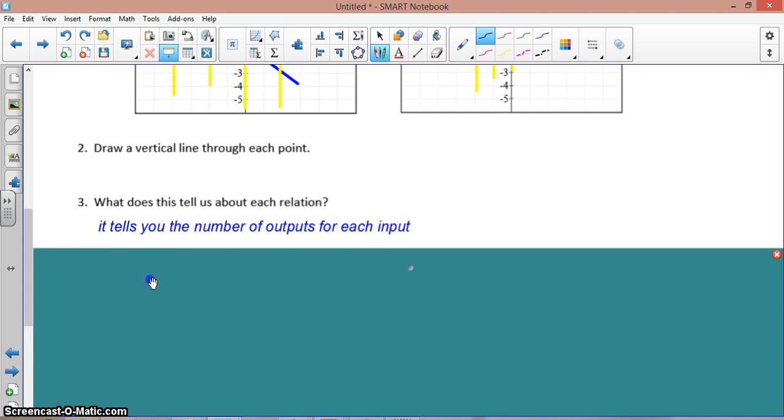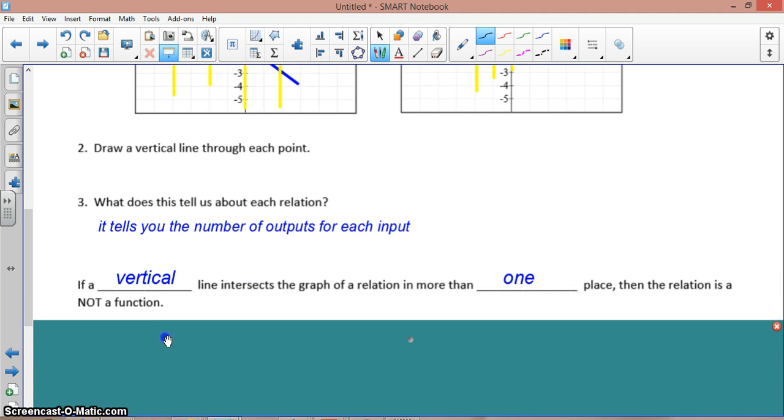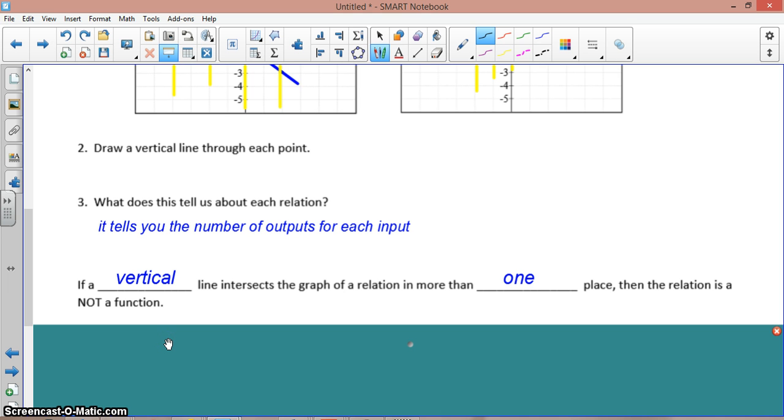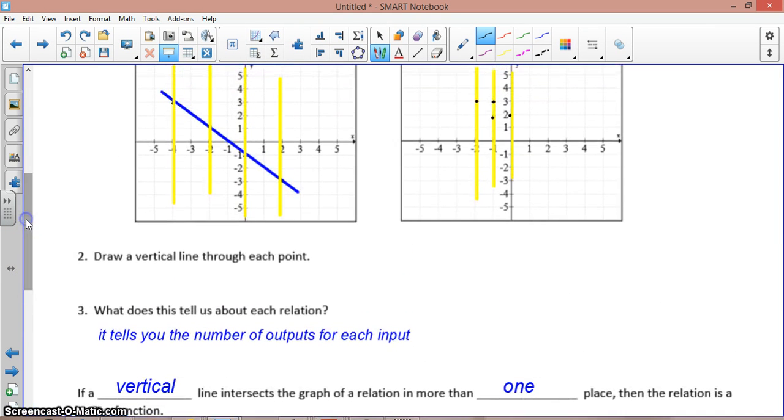So what we learned from that is the vertical line test. The vertical line test says, if a vertical line intersects the graph of a relation in more than one spot, then the relation is not a function. So therefore, since the vertical lines cross the graph at only one spot, the first graph is a function. Whereas on the second, this vertical line crosses the graph in 2 spots, so this one's not a function.